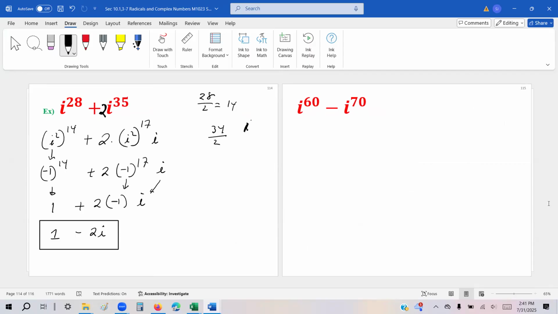And let me add another one, because all of these are even numbers. Let me put an extra i to the, let's say, 59.